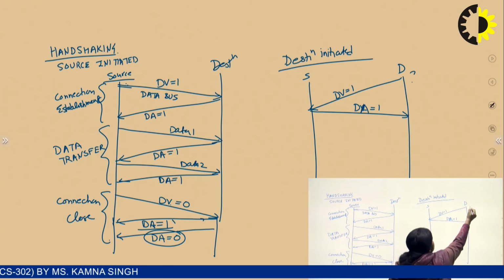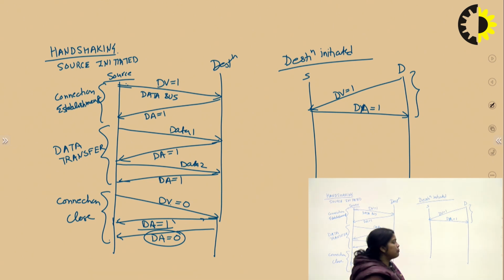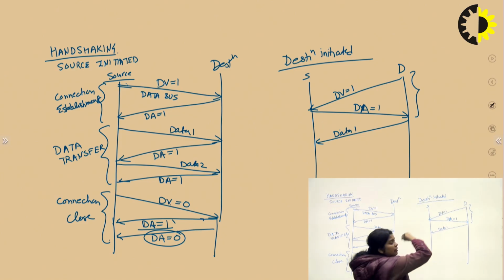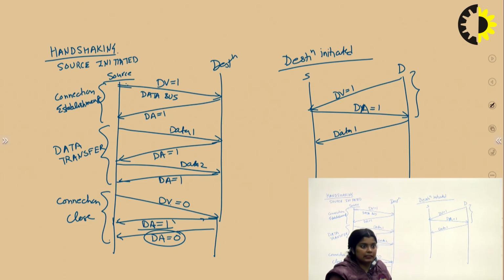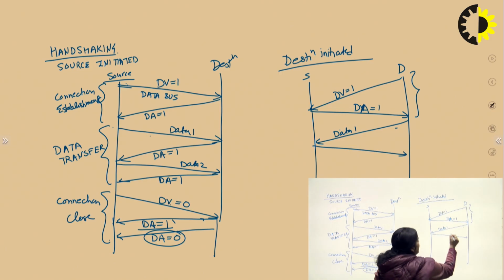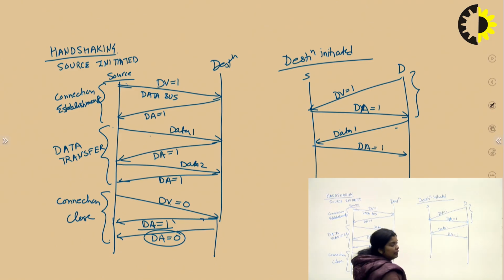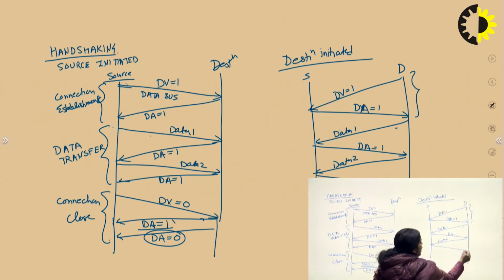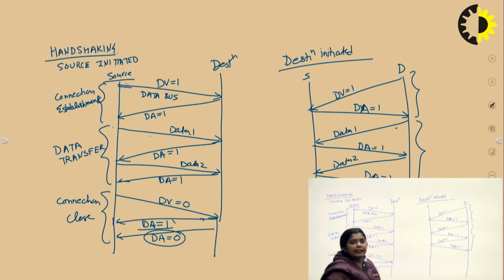After that, this is the connection establishment. Then data transfer again starts from the destination, not the source. In source initiated, data 1 comes from the source; in destination initiated, data 1 comes from the destination, and there will be an acknowledgement that I got the data. Again they are transmitting data 1, 2, 3 and so on, and it is transmitting that I received the data. The same procedure is followed and this is called data transfer.